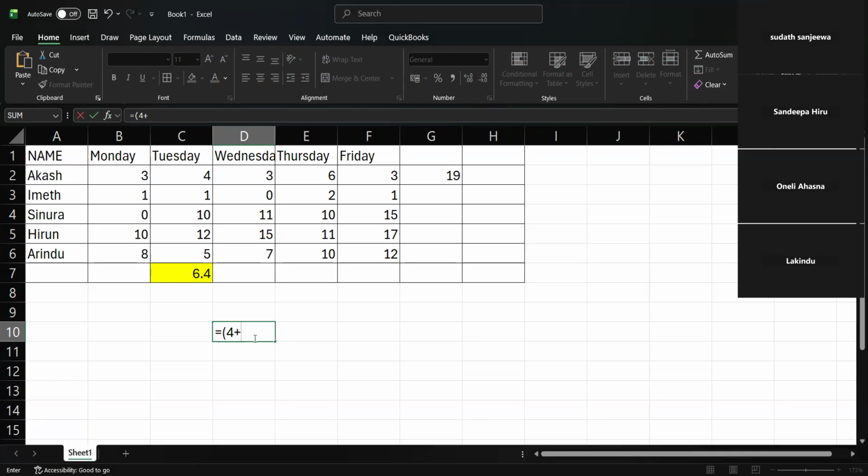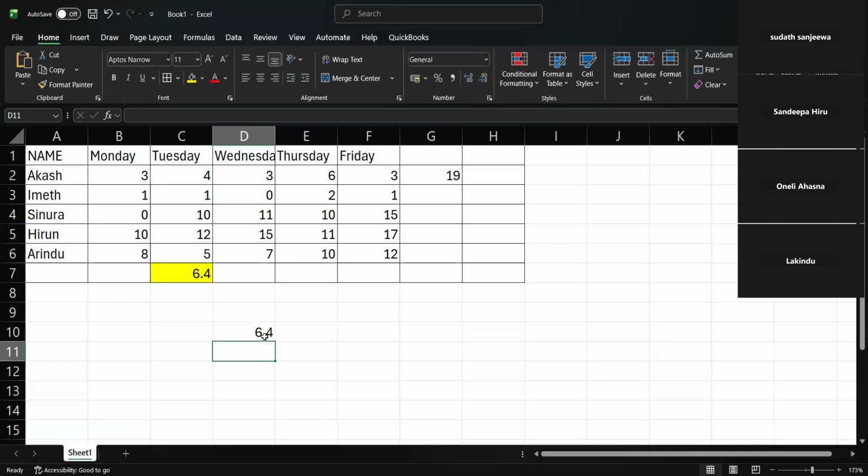4 plus 1 plus 10 plus 12 plus 5, right? Divide by the number of people: 1, 2, 3, 4, 5. That is how we get the average. See, the same answer.